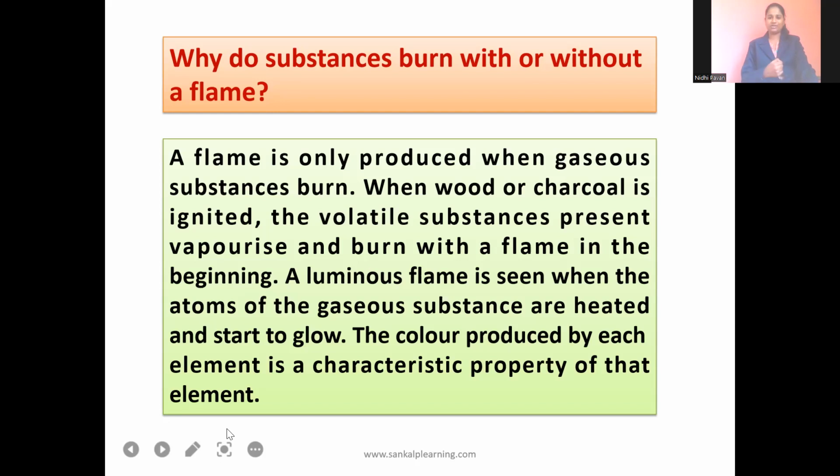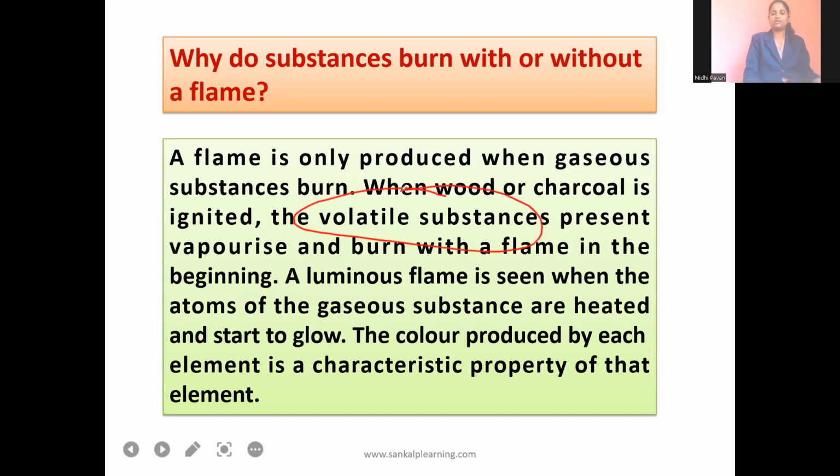Okay, so the next one is, why do substances burn with or without flame? Let us read it first. A flame is only produced when a gaseous substance burns. When a gaseous substance burns completely, then only a flame is produced, guys. For example, when you consider coal or charcoal or wood, just imagine when they are burning. At the first time when you ignite it, they will burn, but later they will not give the flame.